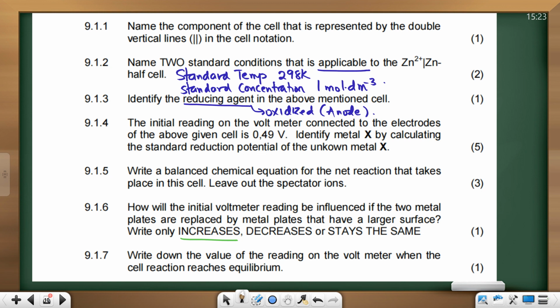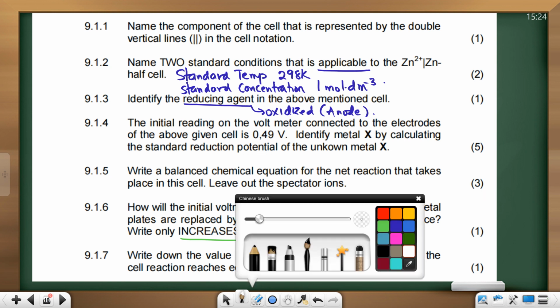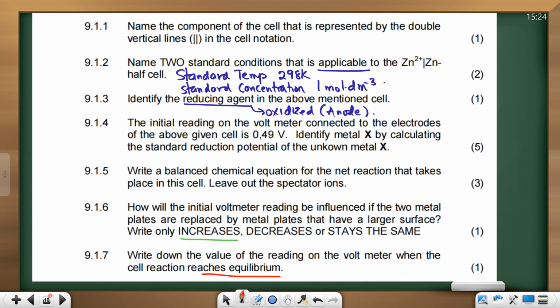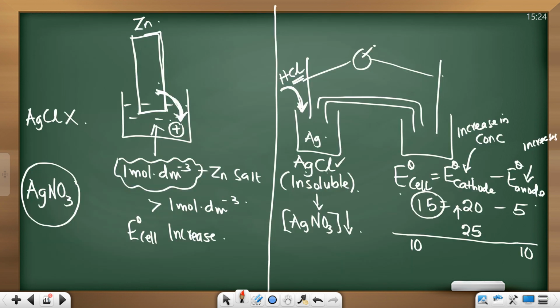Write down the value of the reading on the voltmeter when the cell reaches equilibrium. Oh, this is simple. When the cell reaches equilibrium, it is 0 volts. And we call this a flat cell. All right. Thank you, Zanelli. 0 volt, flat cell. And basically, a question they'll ask you is to use Le Chatelier's principle to explain that.